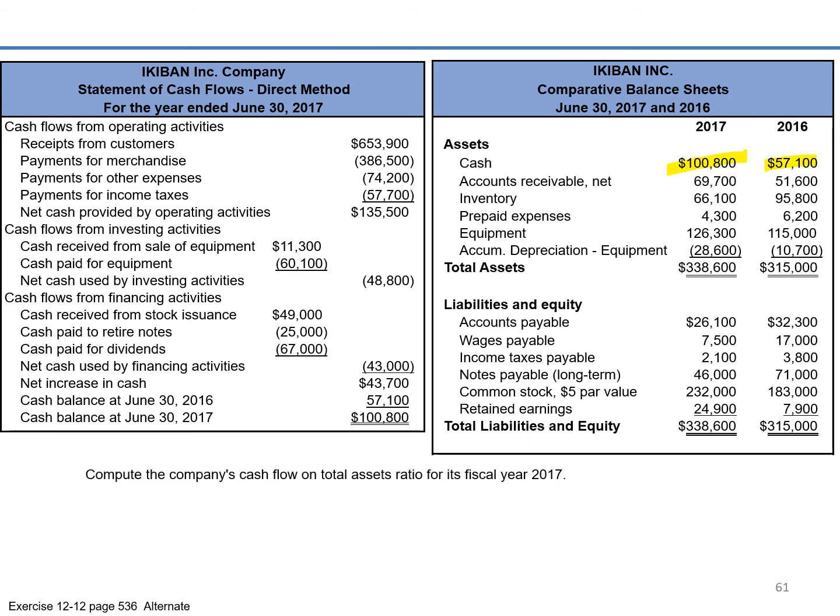So then they want us to compute the company's cash flow on total assets. So that's operating cash flows divided by average total assets, right? So we have operating cash flows of $135,500 divided by average total assets, $338,315 divided by 2. It's going to be equal to 41.5%. Okay?